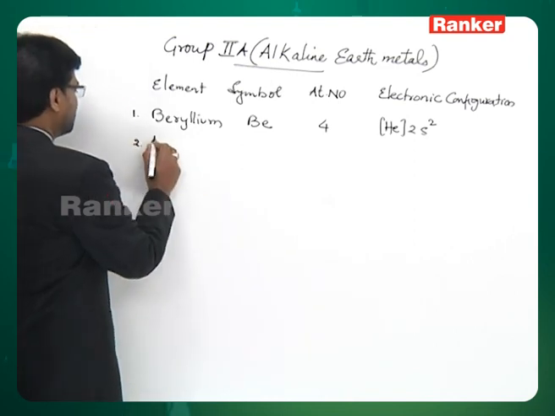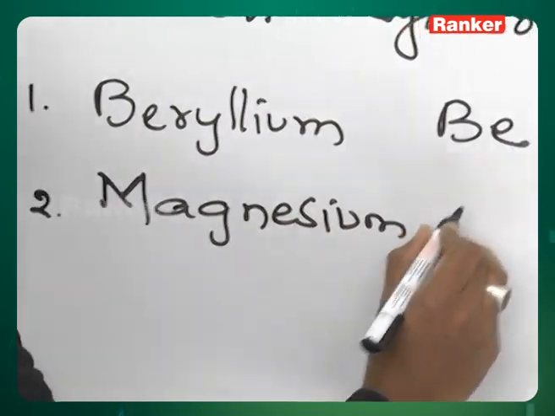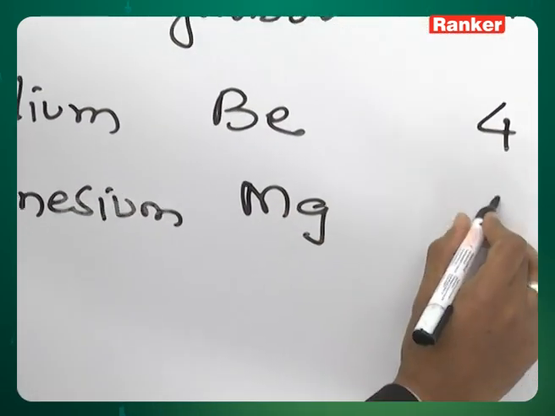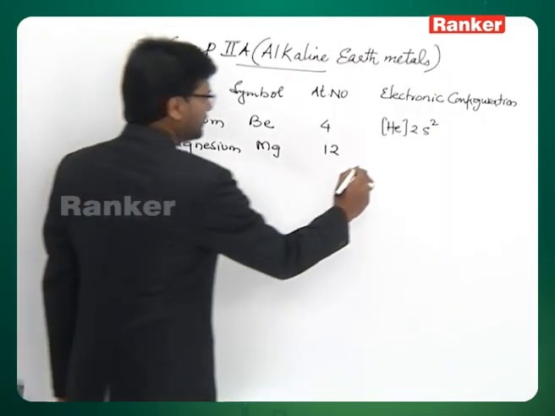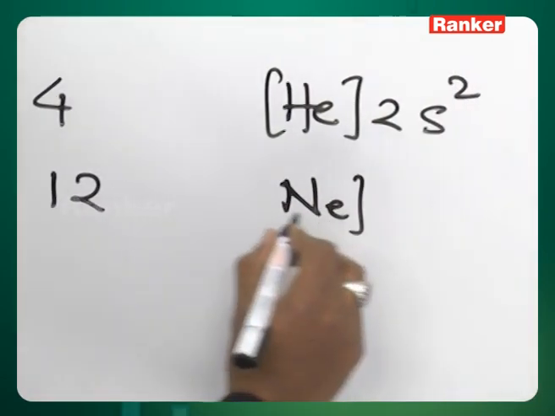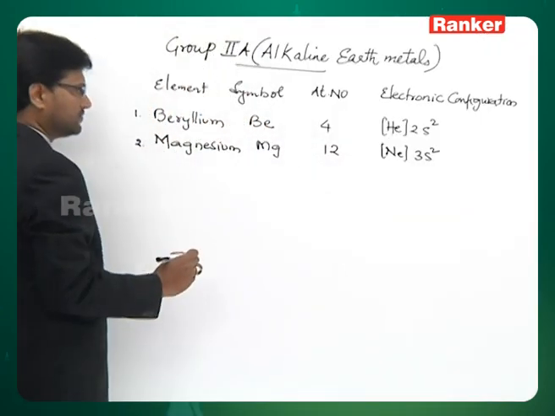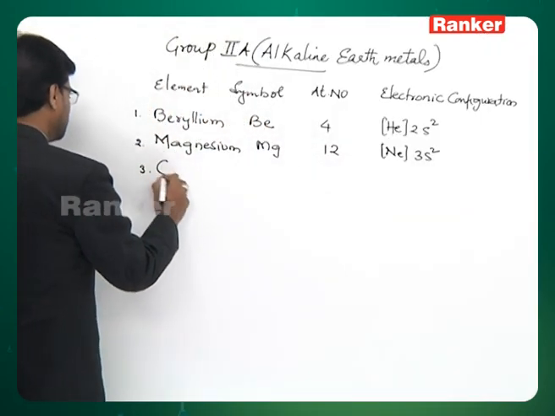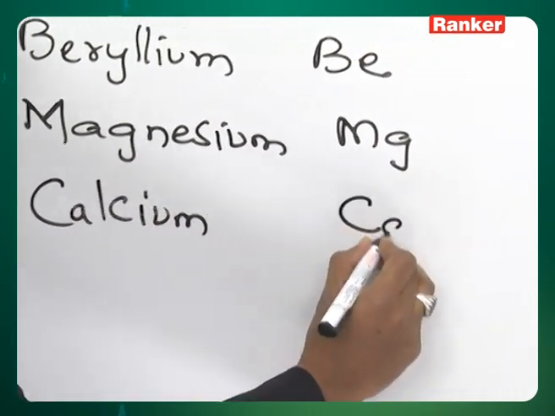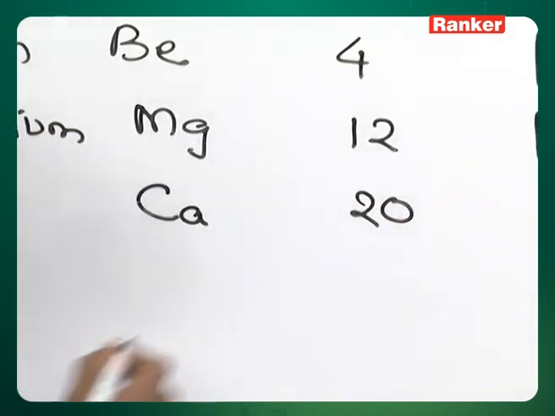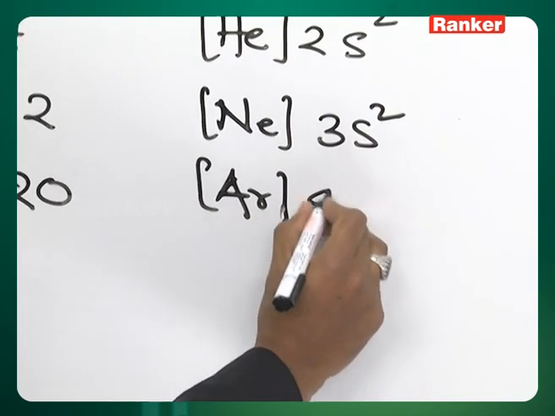Then the next element is magnesium, Mg, atomic number 12. It has got a neon core and 3s2 electrons. Number 3, calcium, Ca, 20, argon core, 4s2.